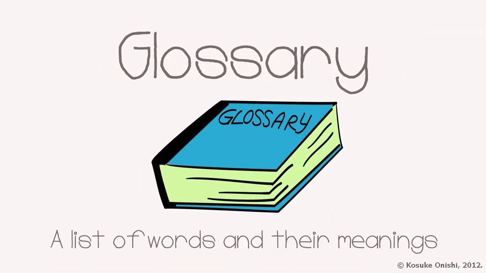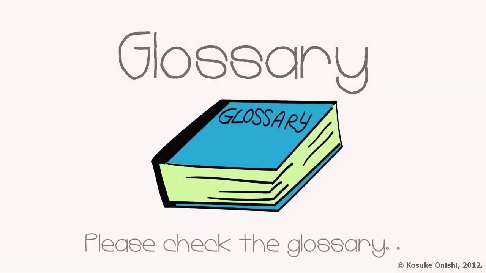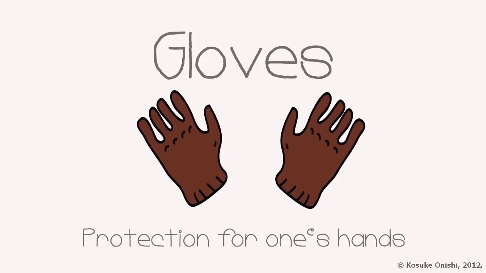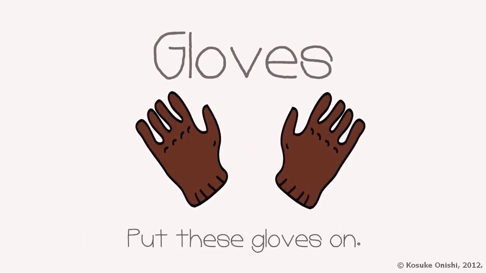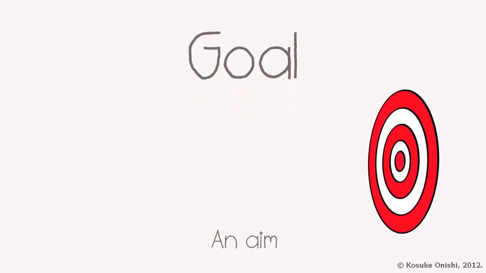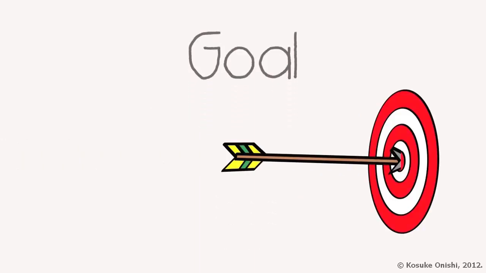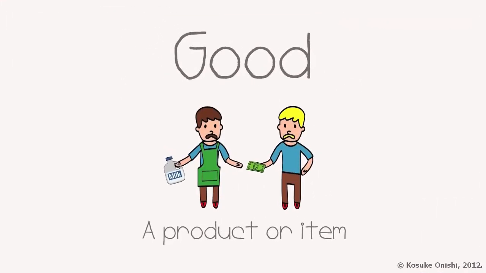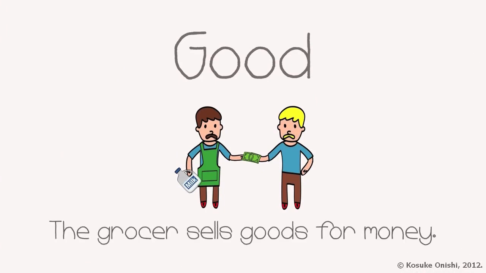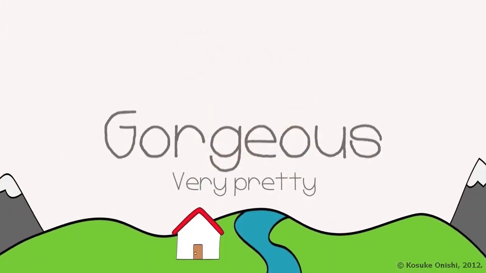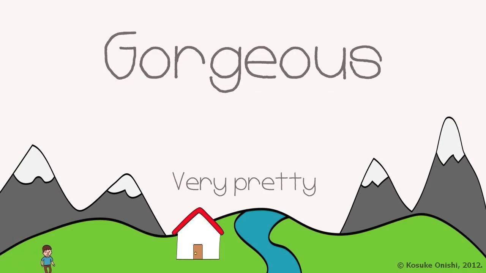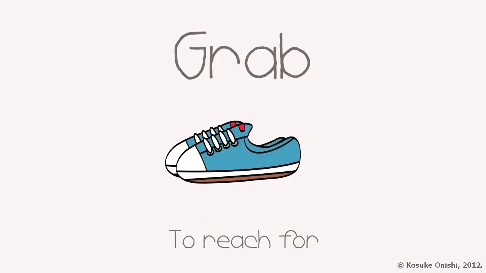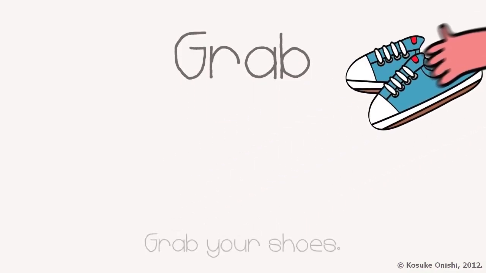Glossary, a list of words and their meanings. Please check the glossary. Glove, protection for one's hands. Put these gloves on. Goal, an aim. Hitting the target is your goal. Good, a product or item. The grocer sells goods for money. Gorgeous, very pretty. His backyard is gorgeous. Grab, to reach for. Grab your shoes.